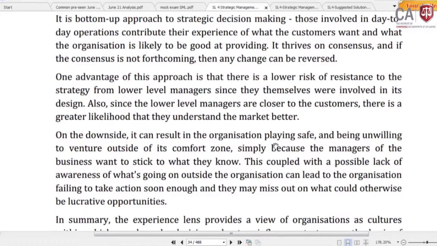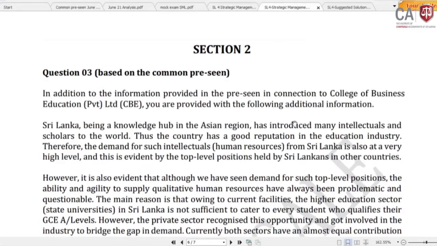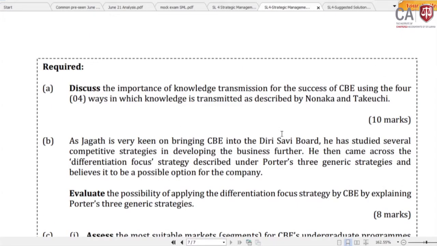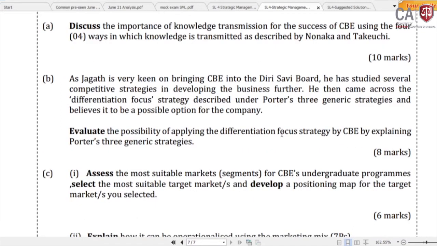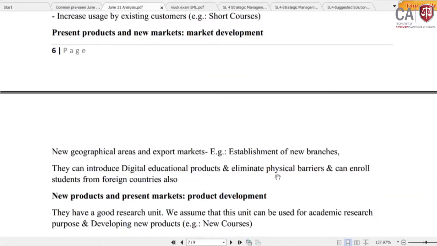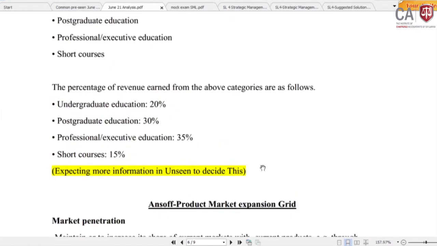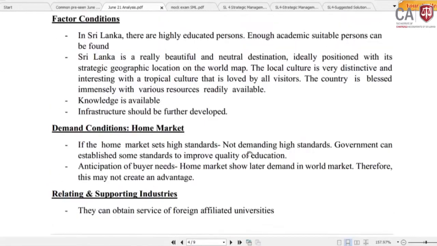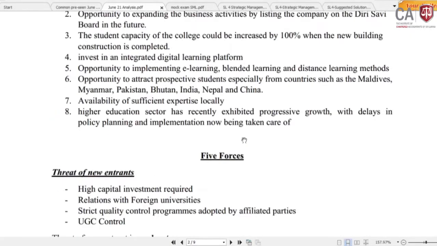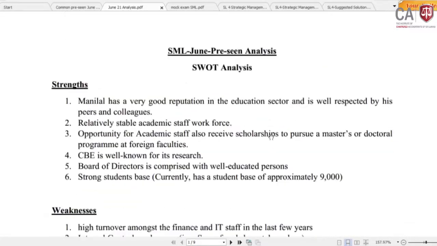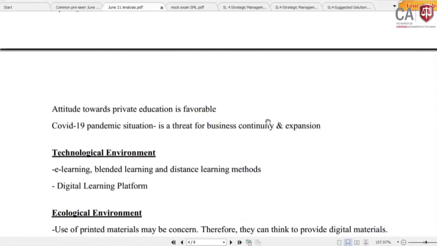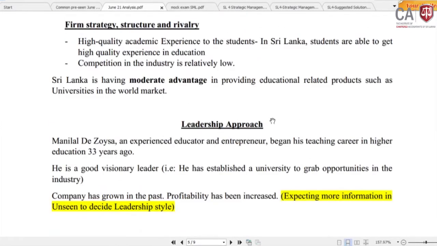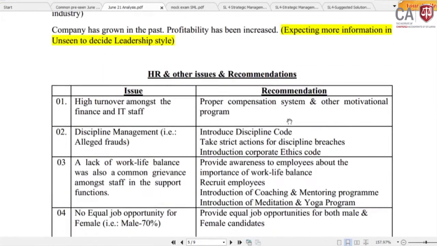So, I will show you why this is very important. Now, if you look at the questions, look at part B. Evaluate the possibility of applying the differentiation focus strategy by CBE by explaining Porter's 3 generic strategies. Look at my analysis here. I have done the same analysis. This was done for Sri Lanka last time.